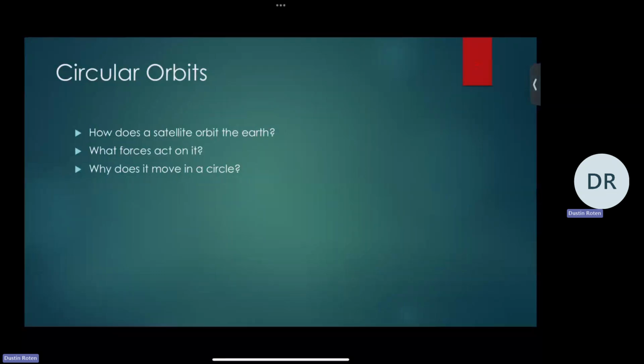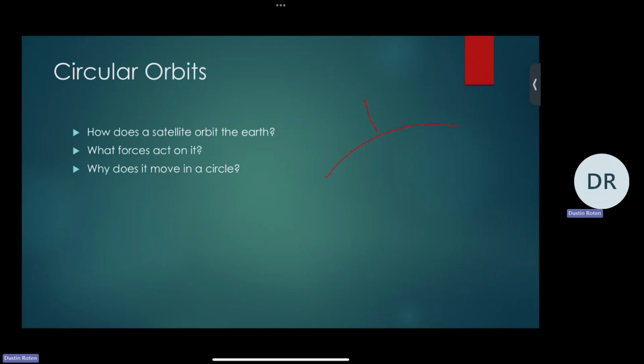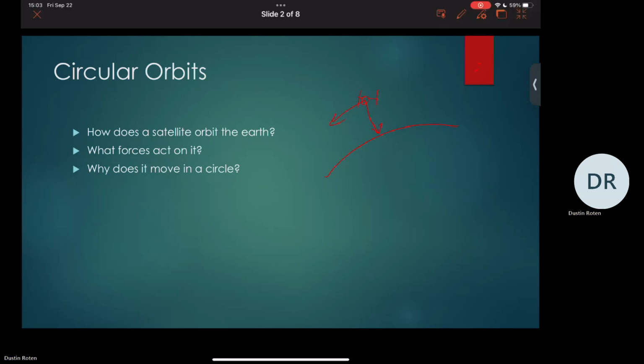We obviously see a satellite moving. So if this is our satellite, obviously it moves parallel to the Earth and doesn't fall down toward the Earth. So what is it that's actually keeping us from experiencing this if we're on a satellite or watching a satellite? And of course, why does it move? Why does it have to move in a circle? Why can't it be some other shape?